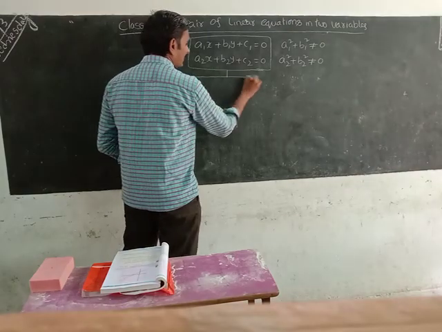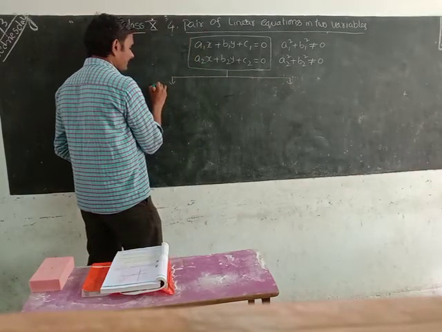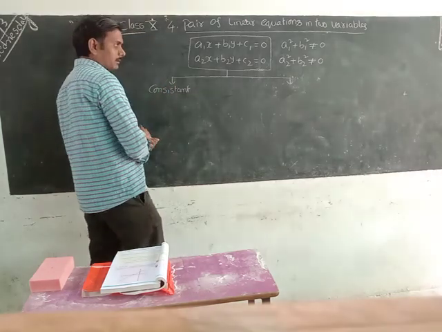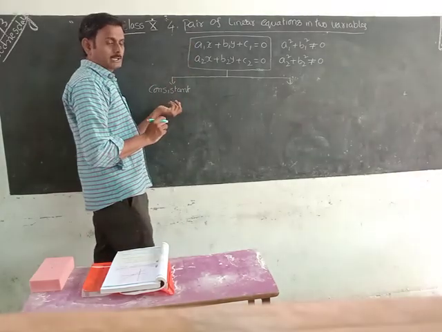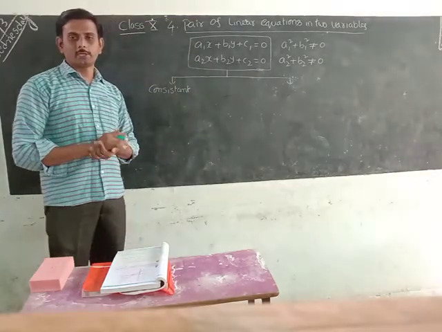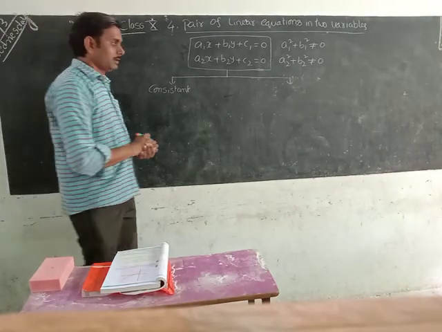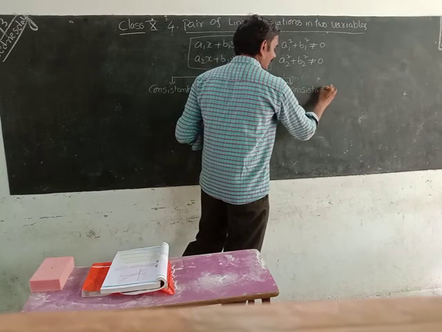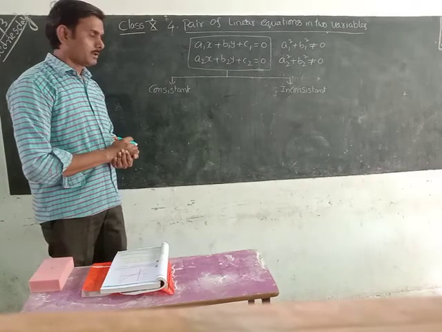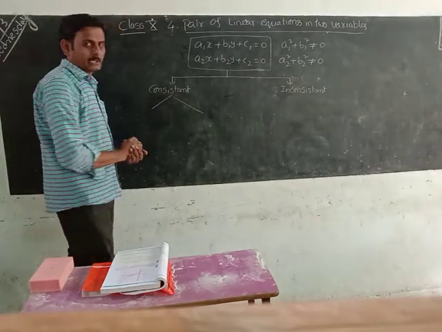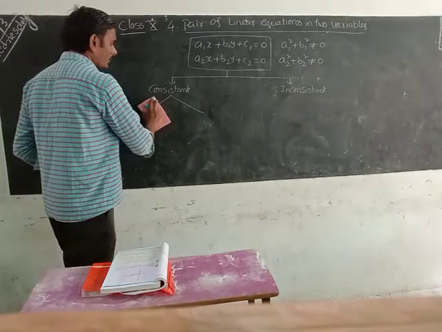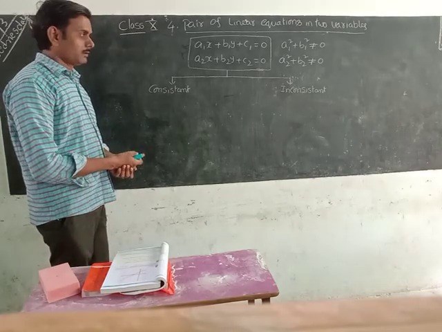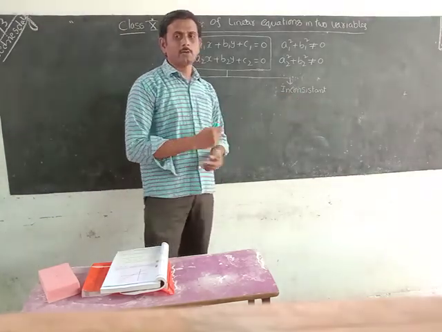We have consistent and inconsistent equations. Consistent means those having a solution. Inconsistent means those not having a solution. Consistent is again divided into two categories. It is having a solution, and that solution may be one solution or many solutions. Inconsistent means those will not have a solution.